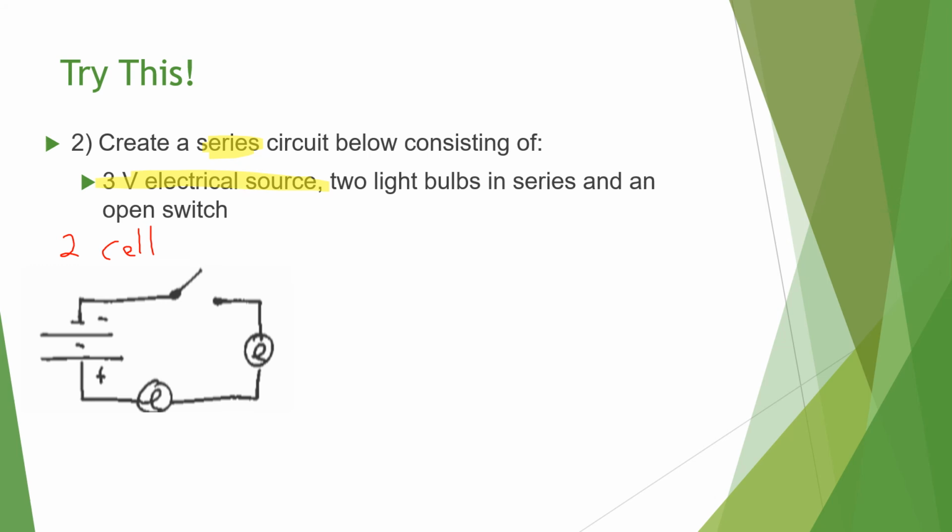So we're going to draw that here. 1 cell looks like that, 2 cells look like that. Positive, negative. Positive is the longer line, negative is the shorter line. Then it says 2 light bulbs in series and an open switch. So remember there's only one path, so we just have to draw our connecting wires in like a rectangular form. So we have 2 light bulbs, series, and an open switch.